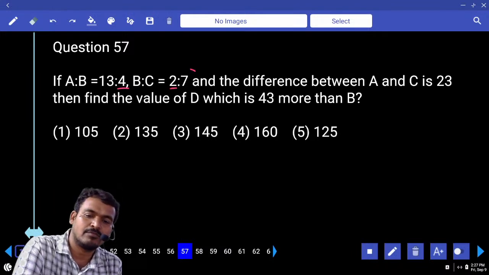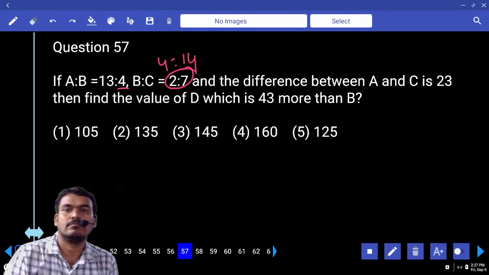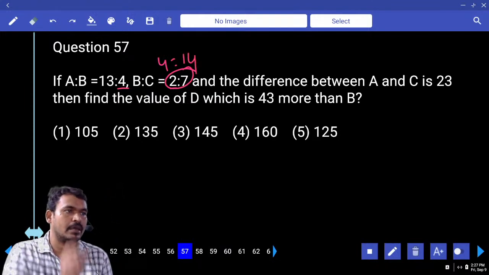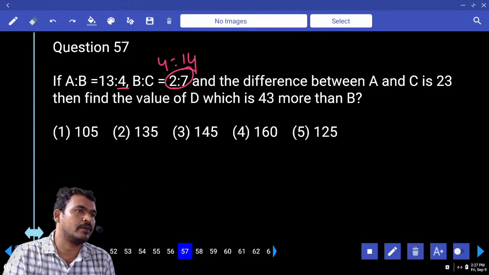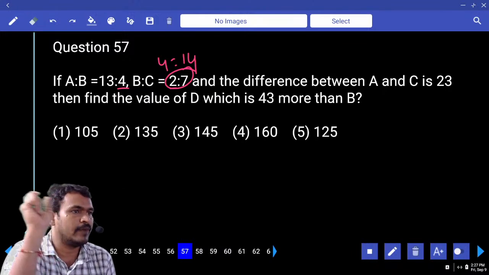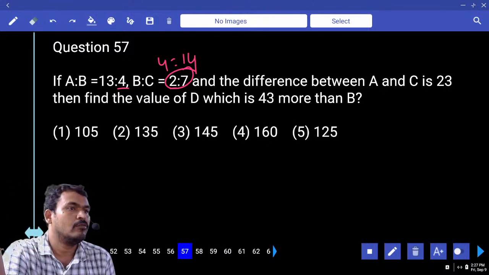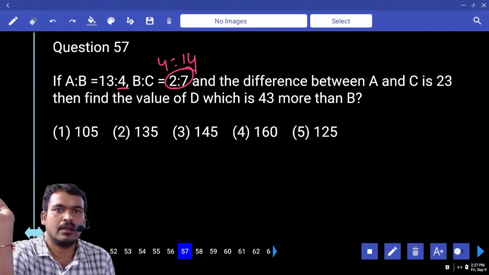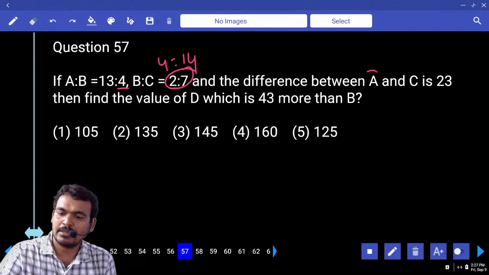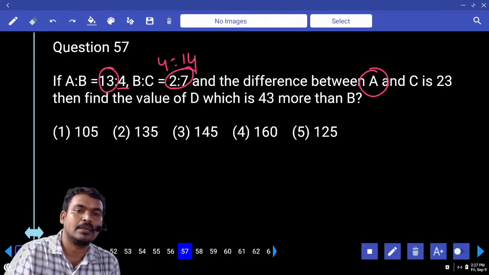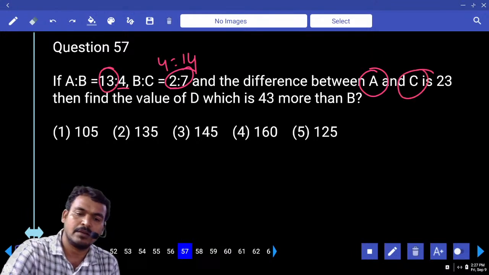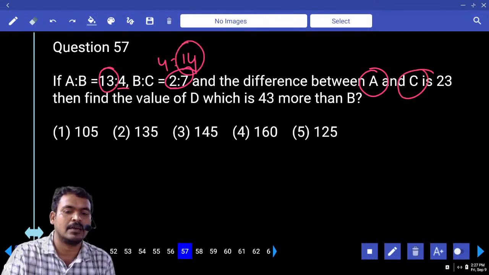Then in place of 2 is to 7, write 4 is to 14, or not? Because the B values are equal or different? Equal. A value 13, B value 4, and C value 14, or not? Or no? A represents how many parts? 13 parts. C represents how many parts? 14 parts. How many parts are different?